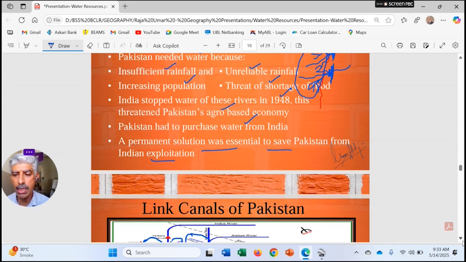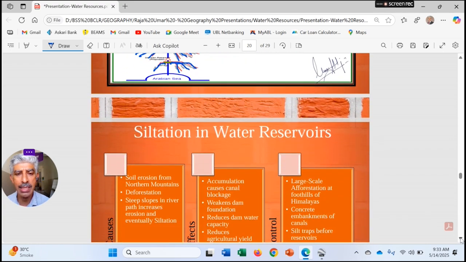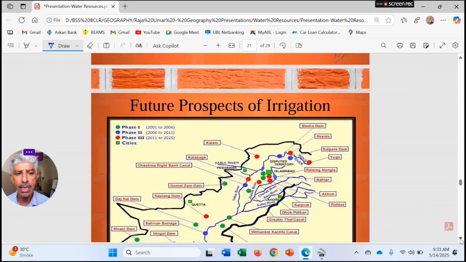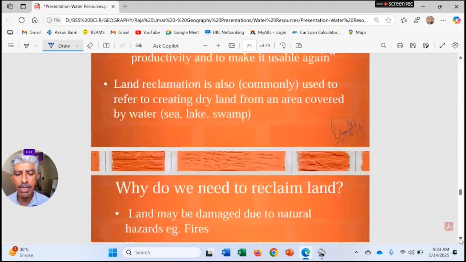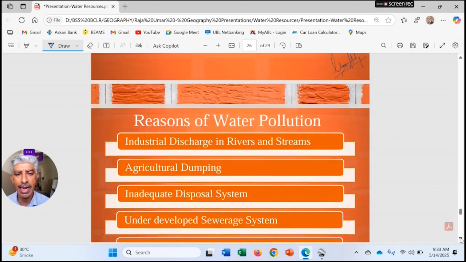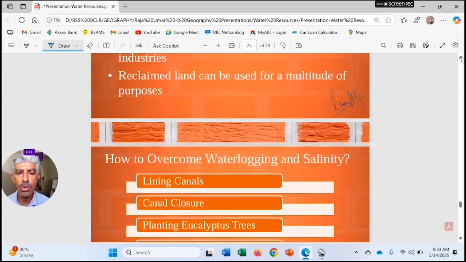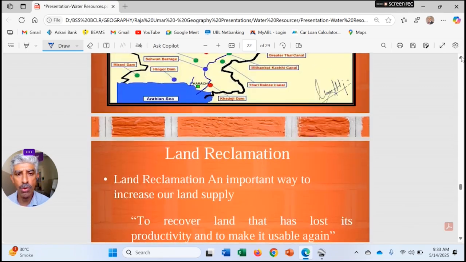In the next lesson we will talk about the issues related to water resources, the siltation and the land reclamation, and we'll also talk about the water logging and salinity. If we get some time, we will be able to explain the water pollution as well. So this was our today's topic.